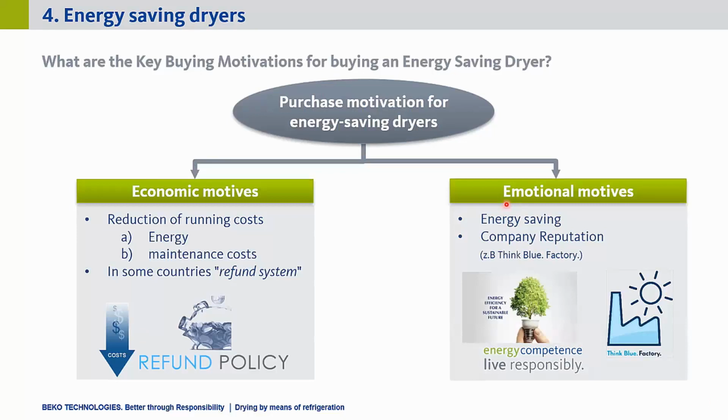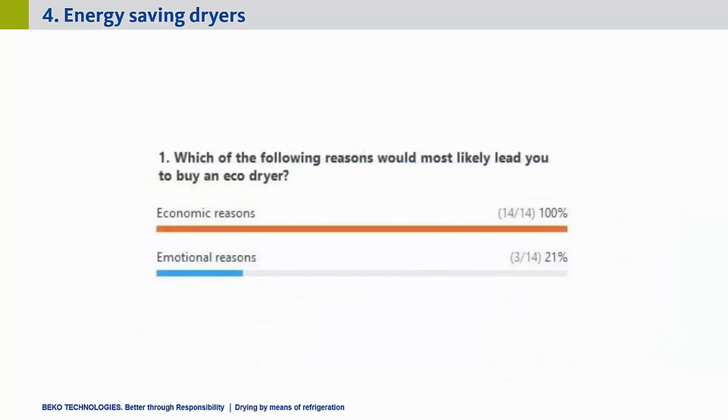At this point, I would like to ask you something, and this is very fast. I have another poll here, like Mark already said in the beginning. We have a poll that asks you about energy saving. I started it right now, you should see it here. Which of the following reasons would most likely lead you to buy an eco dryer? You can also select both. It is just information for us. Do you think it is only the economic reasons, or are emotional reasons also something that you or some customers of yours came around with and said, I want to have a dryer because of, for example, company reputation?